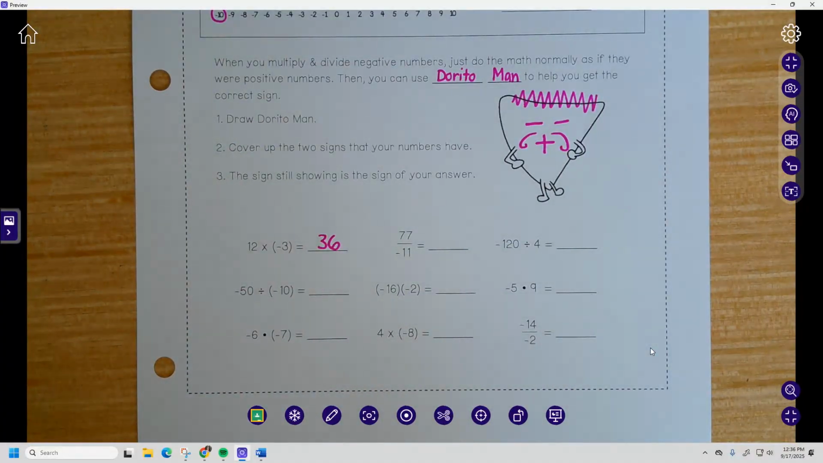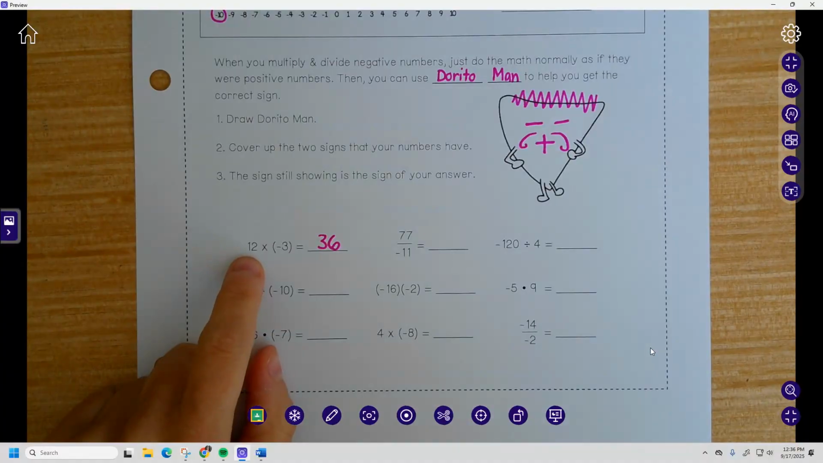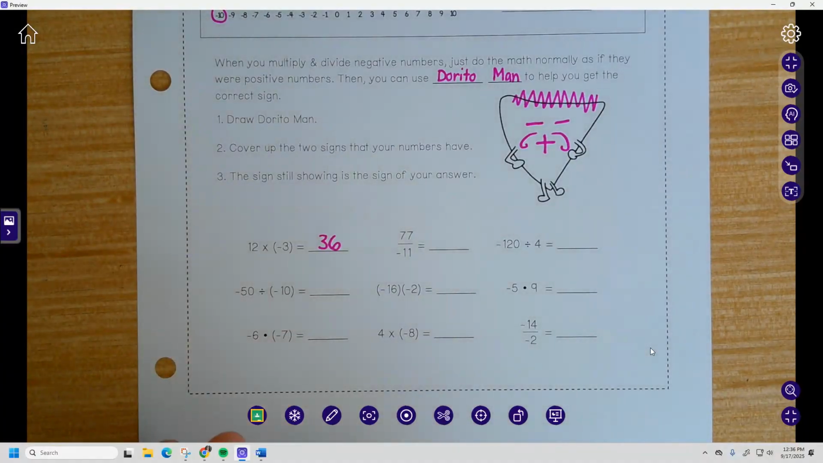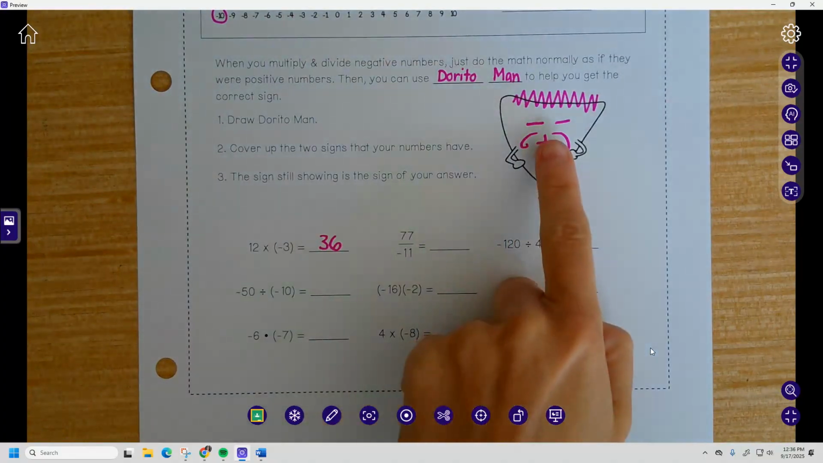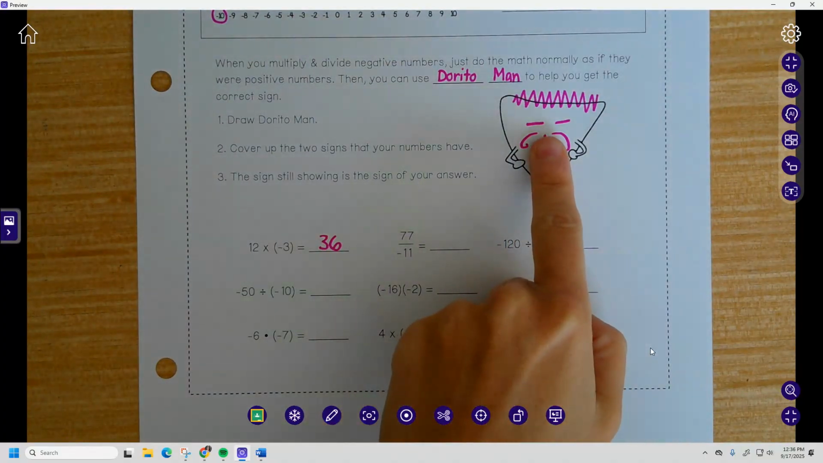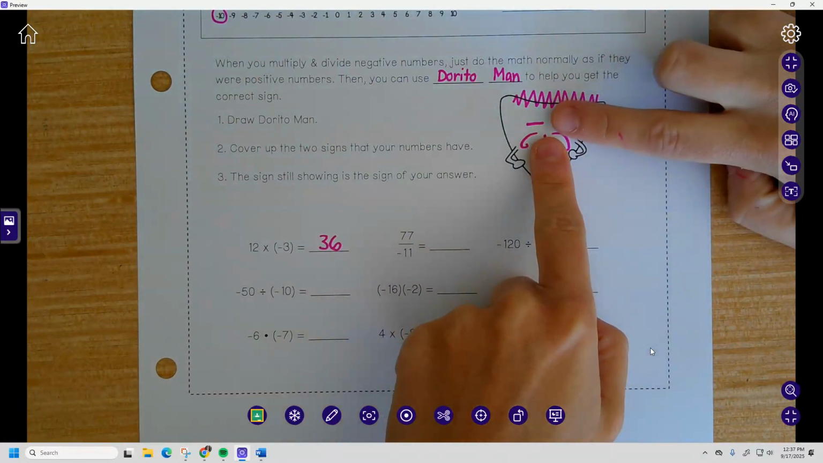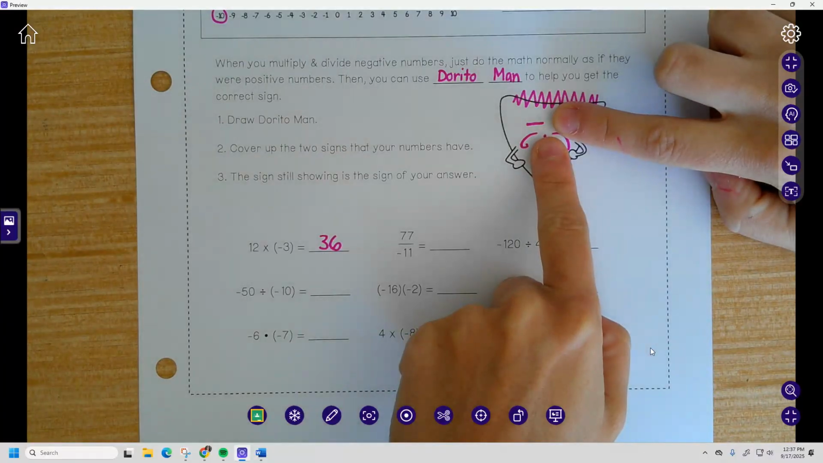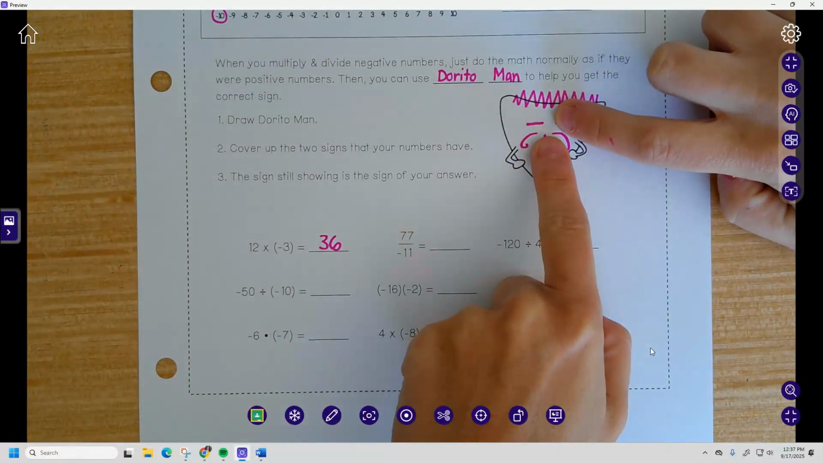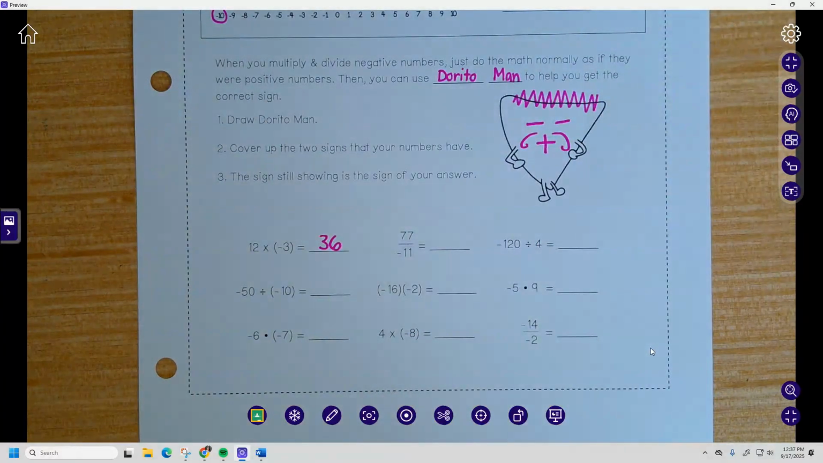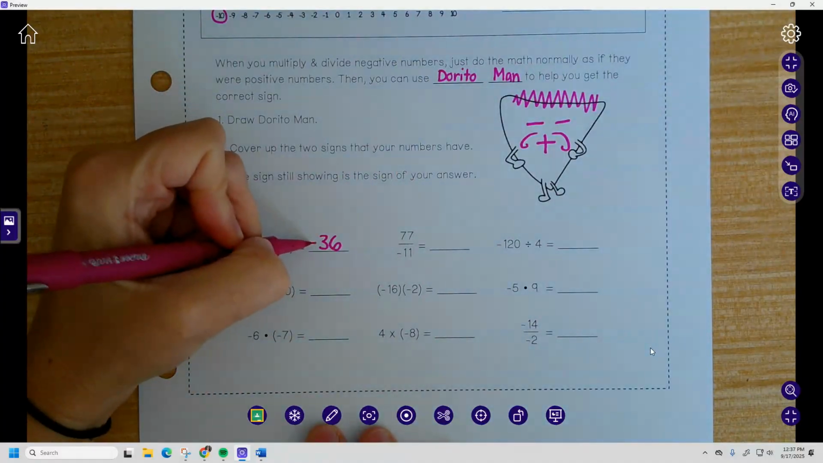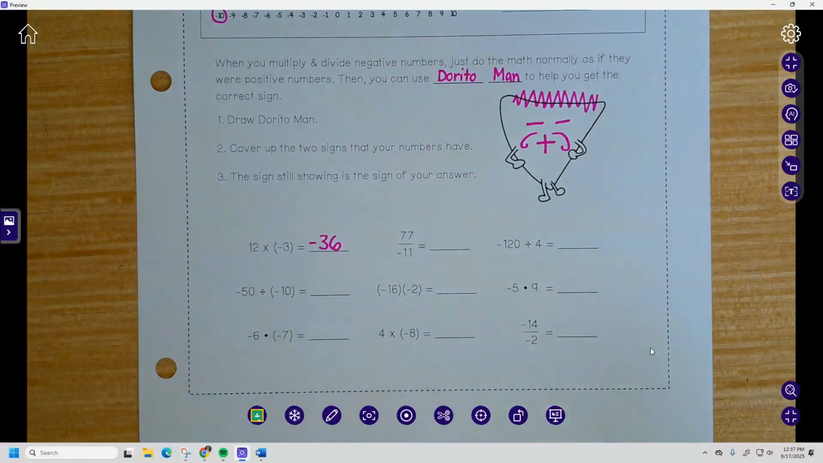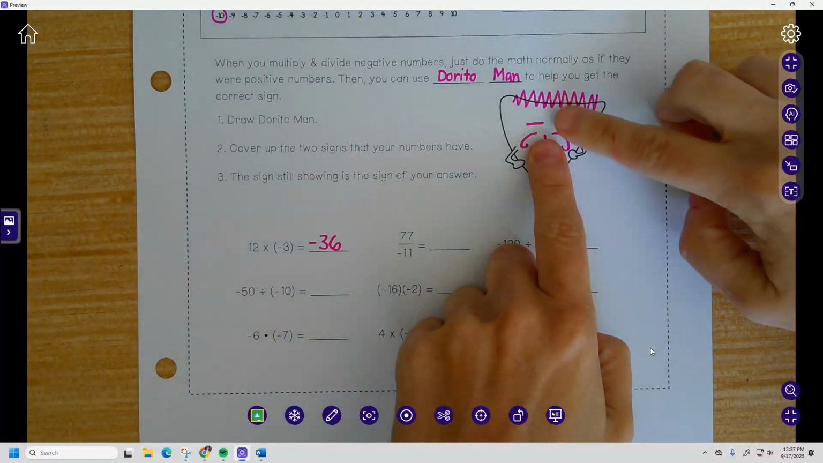So here's what we're going to do. The first number in the problem was +12, so you're going to cover up the positive sign on Dorito Man. And the second number was -3, so you're going to cover up one of his eyes. And whatever sign is left, that's the sign of your answer. So that means our answer is -36, because we covered up +12 times -3.